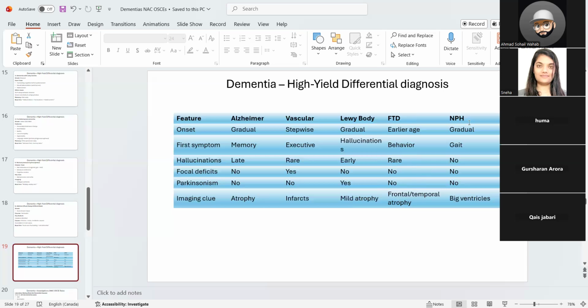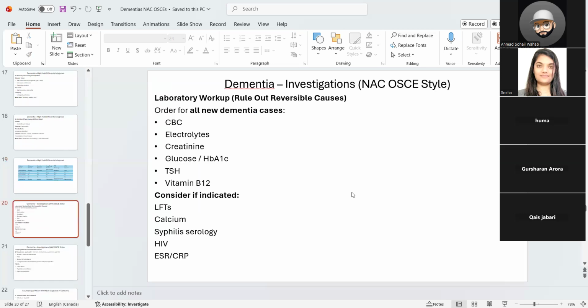Now, normal pressure hydrocephalus, it's also gradual. Gait is the first to be affected, then memory, and then urine incontinence. They do not usually get hallucinations, focal deficits, or Parkinson features. In imaging, you would see large ventricles or enlarged ventricles.